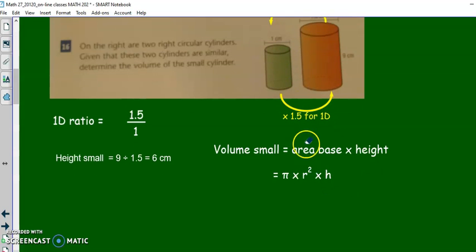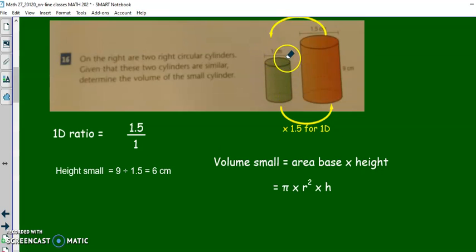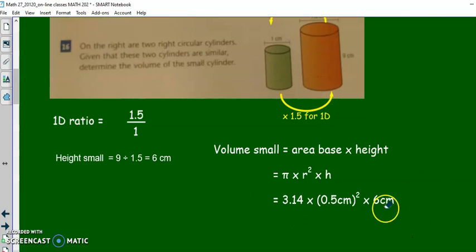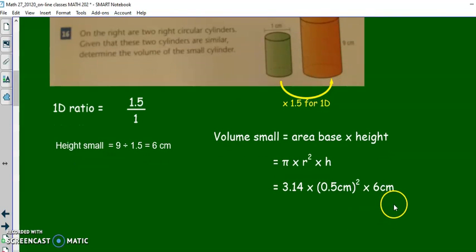So pi r squared, and here the diameter is 1 centimeter. So r is half of that, 0.5 centimeters, and the height is 6, which we found over here. So we'll put all those numbers in there. Centimeters squared times centimeters will give us centimeters cubed. When we multiply this out, we get 4.71 centimeters cubed for the volume of the small cylinder.